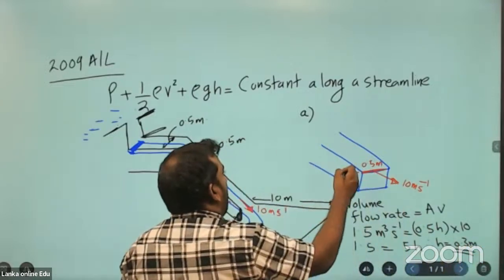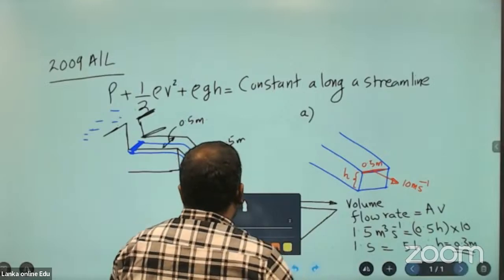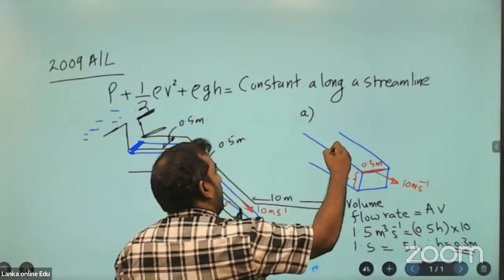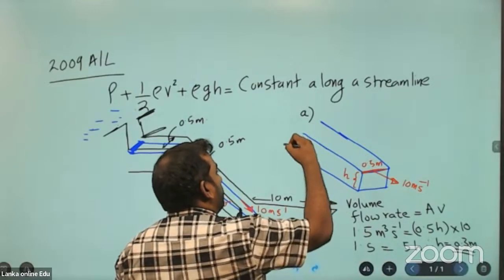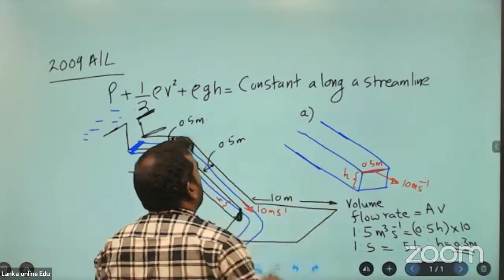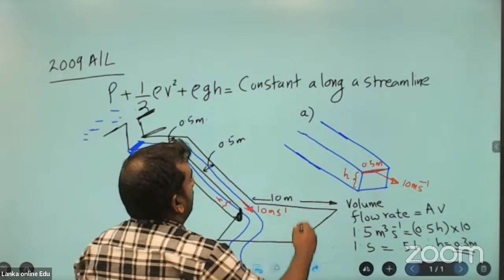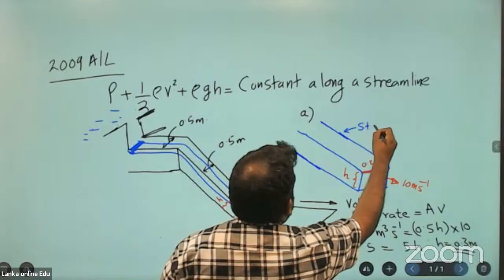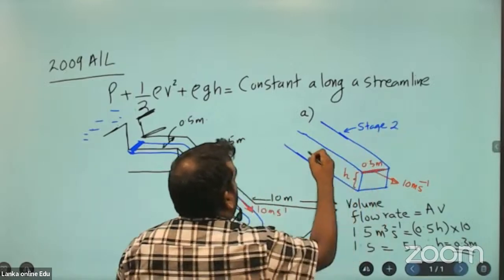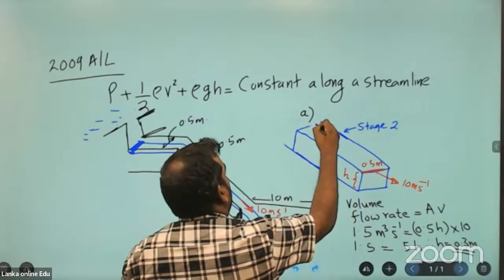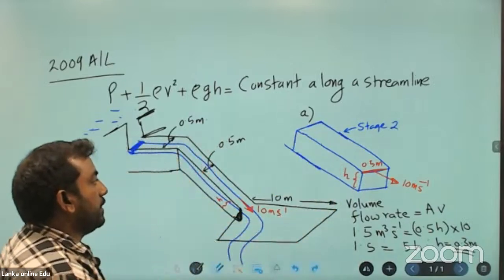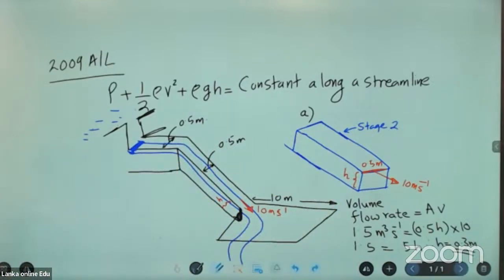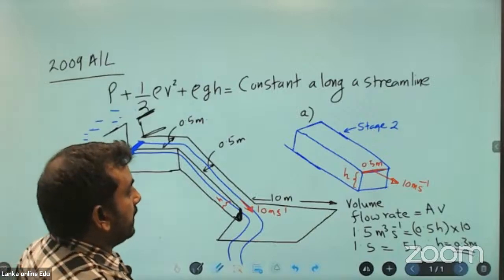That means everywhere in stage number 2, don't forget that, the height here is going to be 0.3 meters. Right.